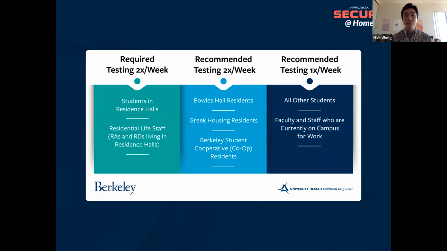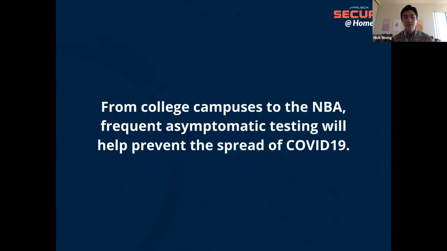And as a student of UC Berkeley, this is how my school is implementing this strategy. As you can see on the table, depending on the category that you're in, you're either required or recommended to test once or twice a week to keep thousands of students and employees safe. From college campuses across the nation to even the NBA's bubble, frequent asymptomatic testing will help prevent the spread of COVID-19.